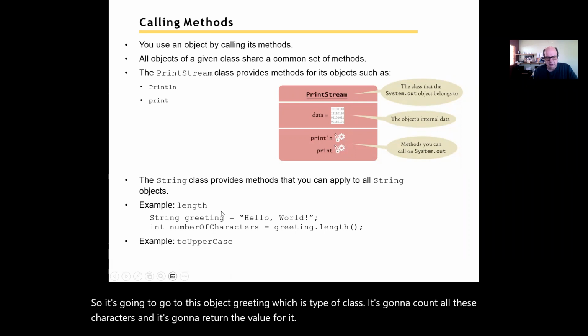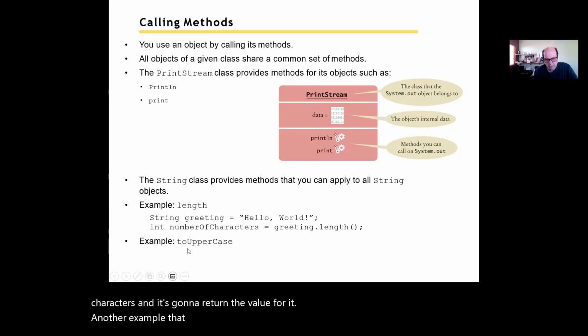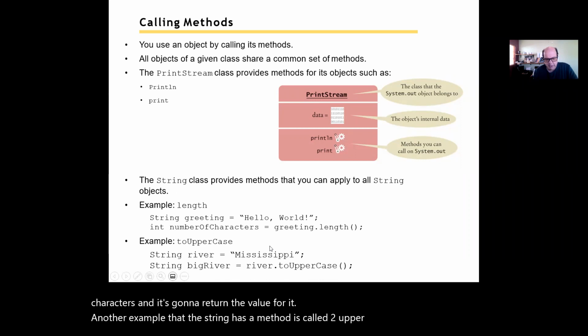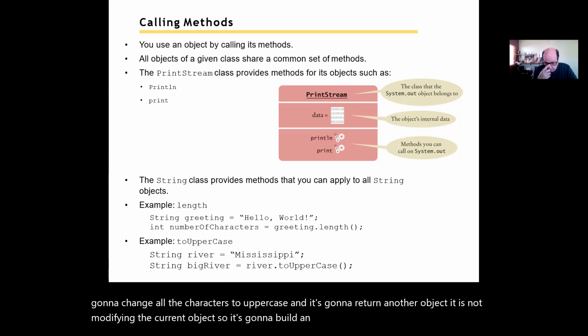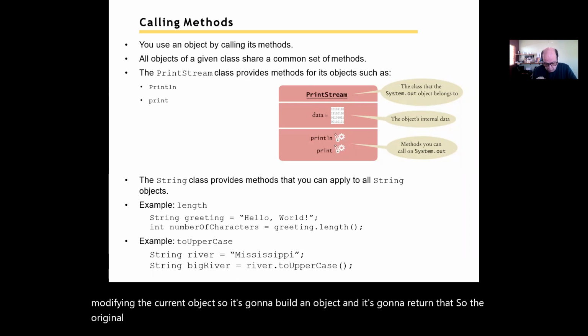Another example of a string method is called toUppercase. And toUppercase is going to change all the characters to uppercase, and it's going to return another object. It is not modifying the current object. So it's going to build an object, and it's going to return that. So the original one is not changed. The new object is changed.